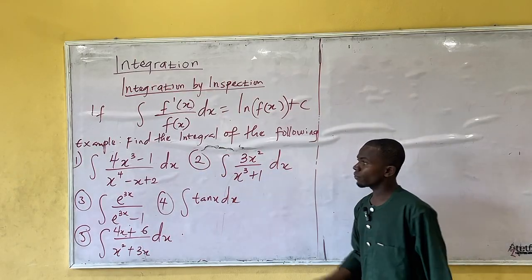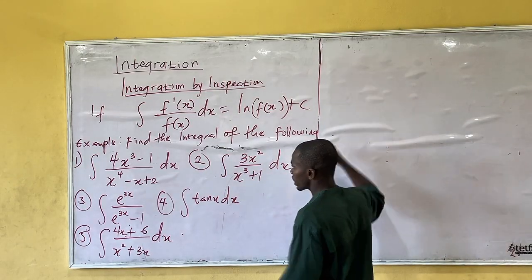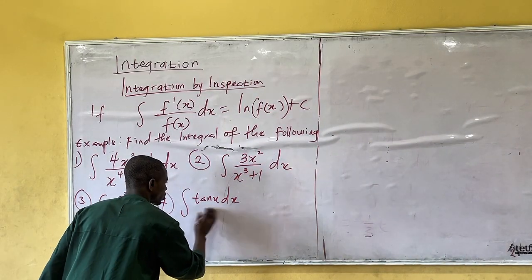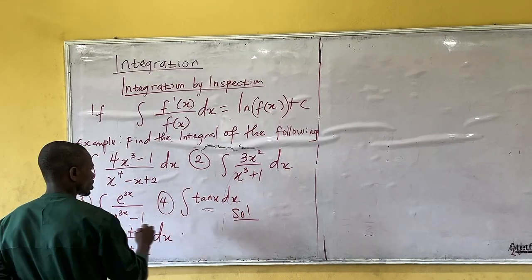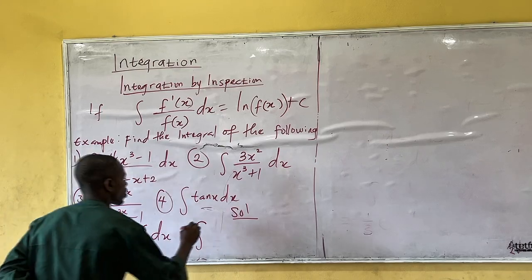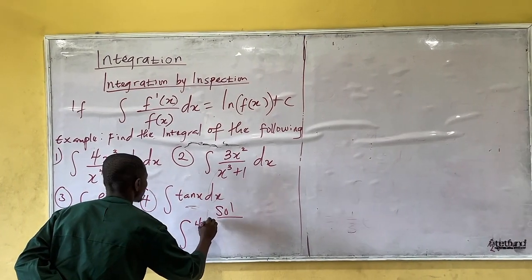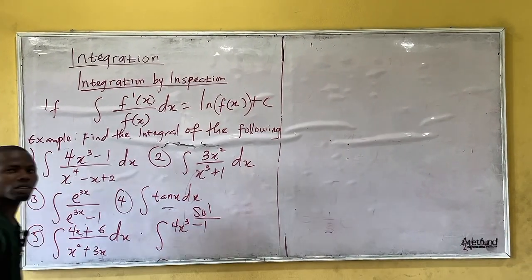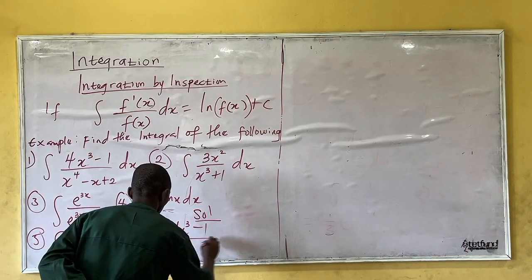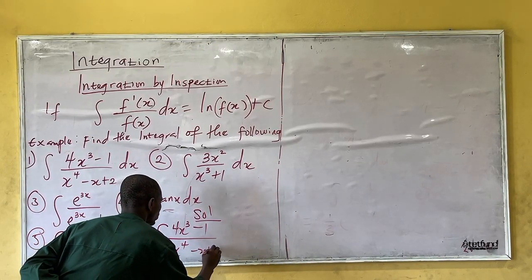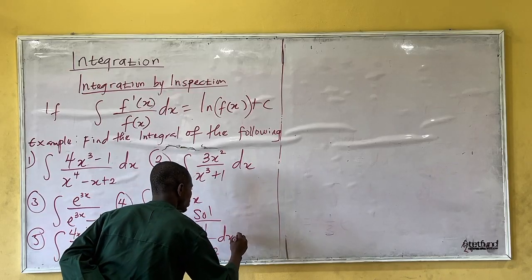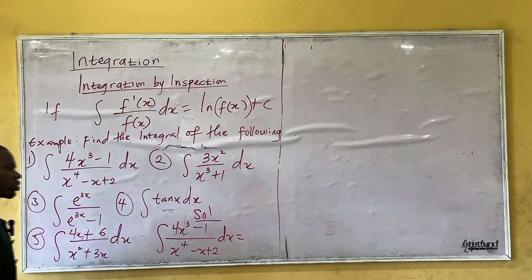Find the integral of the following. Number one, let me start from number one here. Solution. It's very easy. Number one, we are given the integral of (4x cubed minus 1) over (x raised to the power of 4 minus x plus 2) dx. What will the answer be?